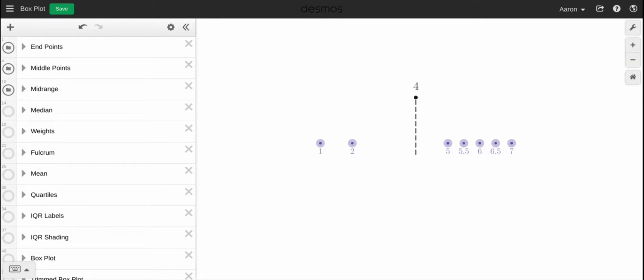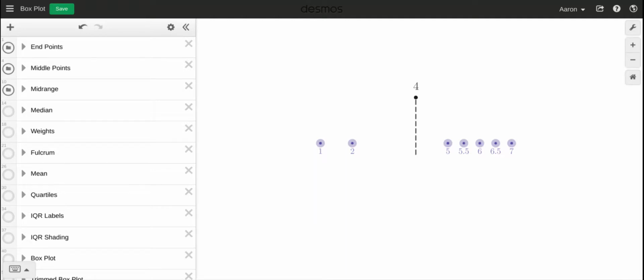Once I add these points, 2, 5, 5.5, 6, 6.5, now we have an issue because 4 really doesn't look like the middle anymore. There's some reasons why I might say that that is the middle between 1 and 7, but it's not really the middle of this data set. So one of the next questions I would want to ask students is where they think the middle is and whether or not they think there could be more than one middle.